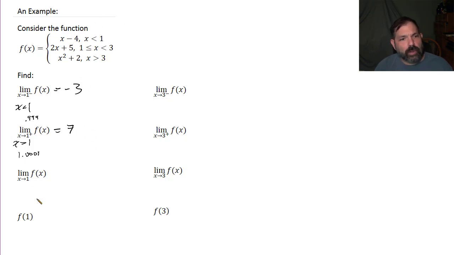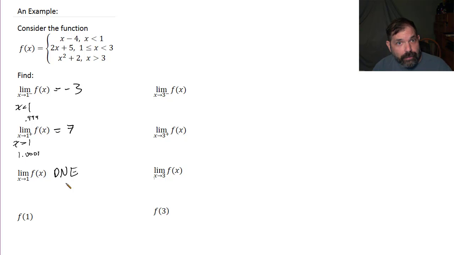All right, now what about the limit with x approaching 1 of the function? Well, what I see from the previous steps is, if I'm approaching from the left, I get one value, -3, but if I'm approaching from the right, I get a different value of 7. This indicates to me that this limit, as x approaches 1, does not exist. The left limit and the right limit are different. The limit at 1 does not exist.